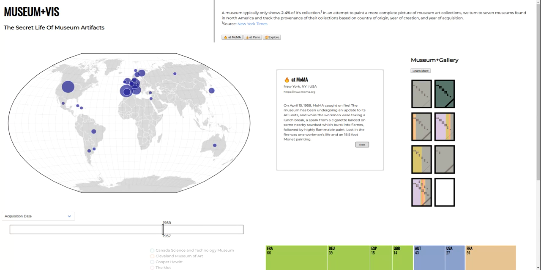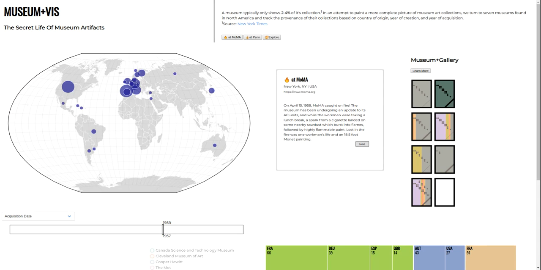According to the New York Times, a museum only shows 2 to 4% of its collection. This is just a sliver of the artifacts. Where did they come from? When were they acquired? Are there noticeable trends across museums? MuseumVis was created to paint a more complete picture.